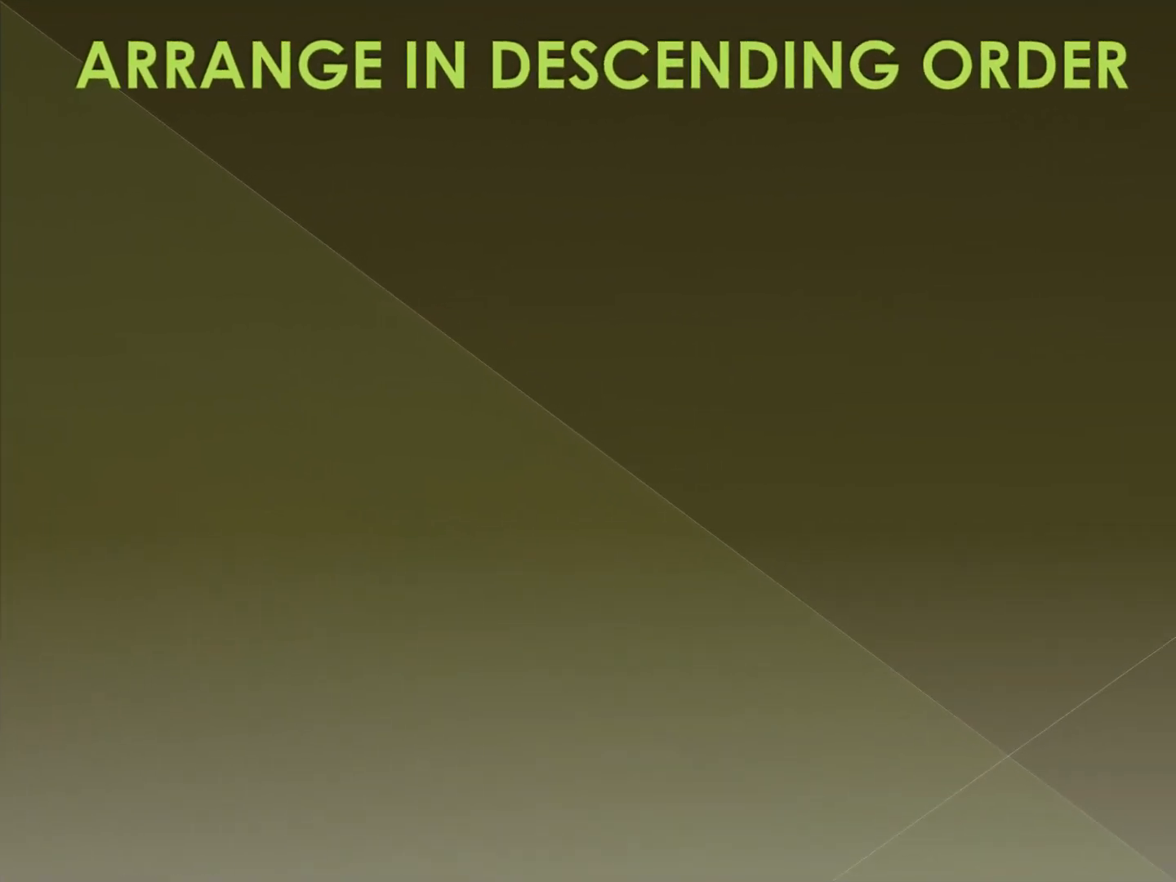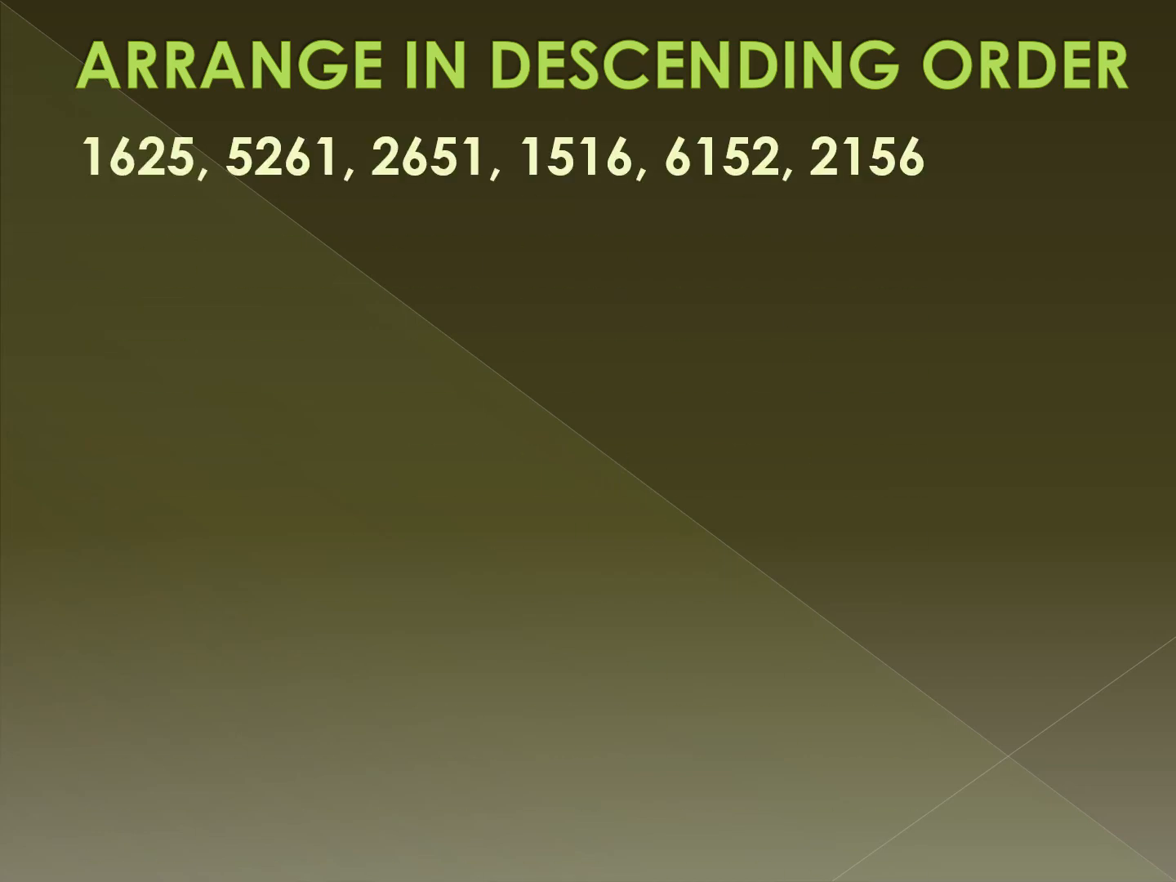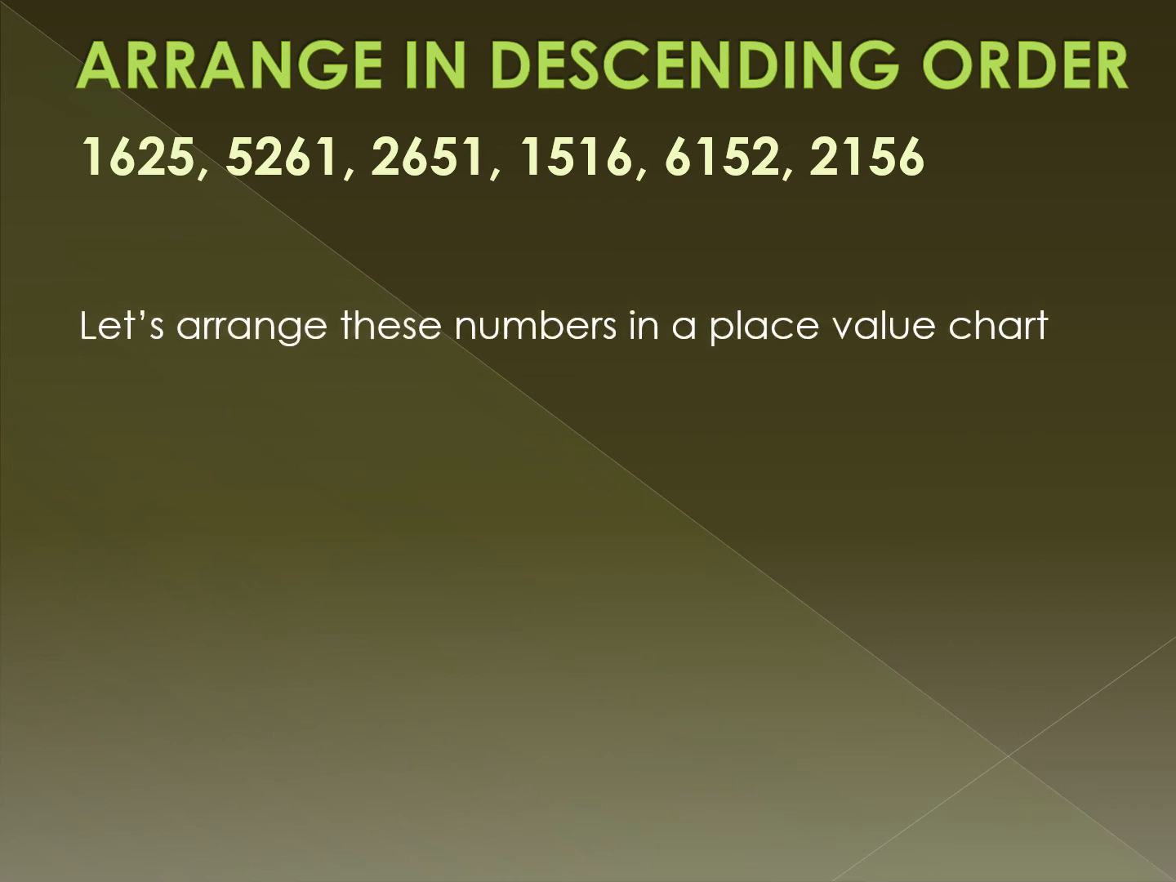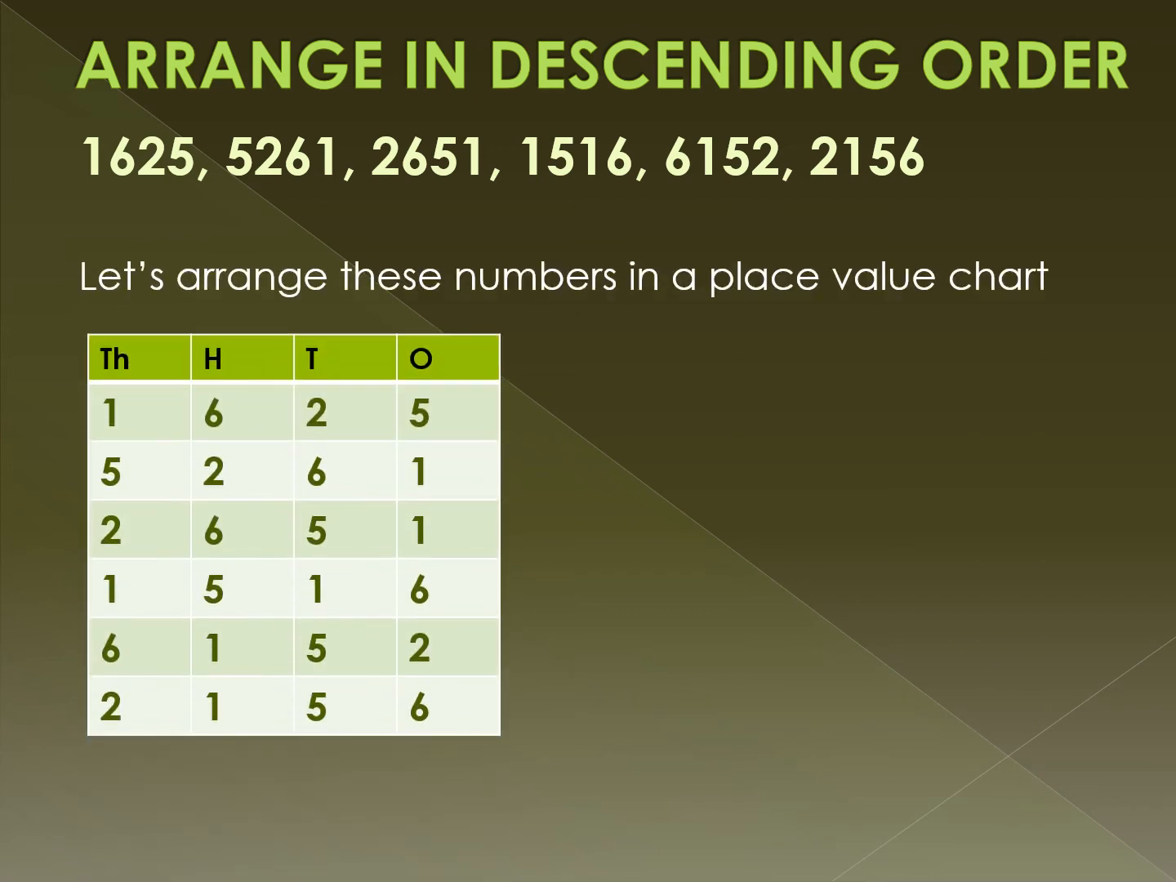Now let's look at an example to arrange the given numbers in descending order. Again, descending order is arranging the numbers from the greatest number to the smallest number. So these are our given numbers. To simplify this, we will arrange these numbers in the place value chart. So here we have it. The numbers have been put in the place value chart. So let's start comparing and arranging them.